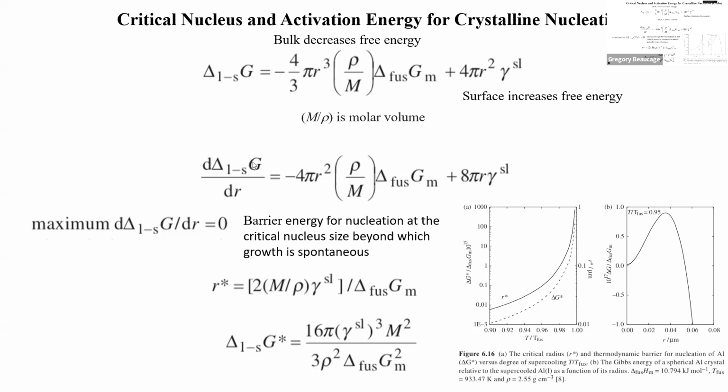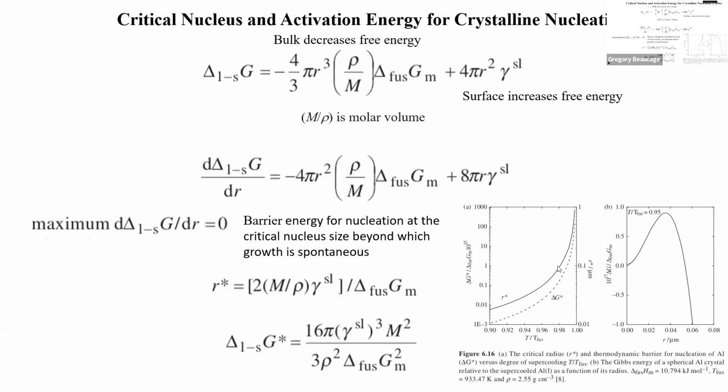Because G is delta H minus T delta S, this G depends on temperature, which means that if you do your phase separation or production of particles from solution at different temperatures, you get different critical sizes because the free energy term is different. You get different critical free energy.